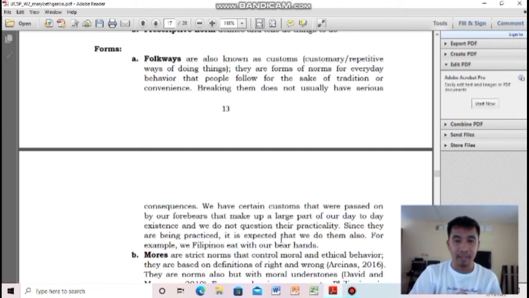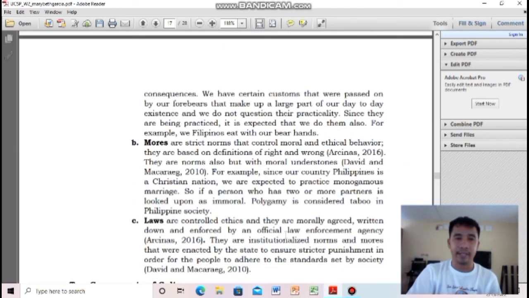Kita kinamot, isa sa mga folkways naton. Next is mores. Mores are strict norms that control moral and ethical behavior. They are based on definitions of right and wrong. So, doon mabasa ang stricter na aspect no sa norms by which it is based on the definition kung ano ang insakto kag ang sala.